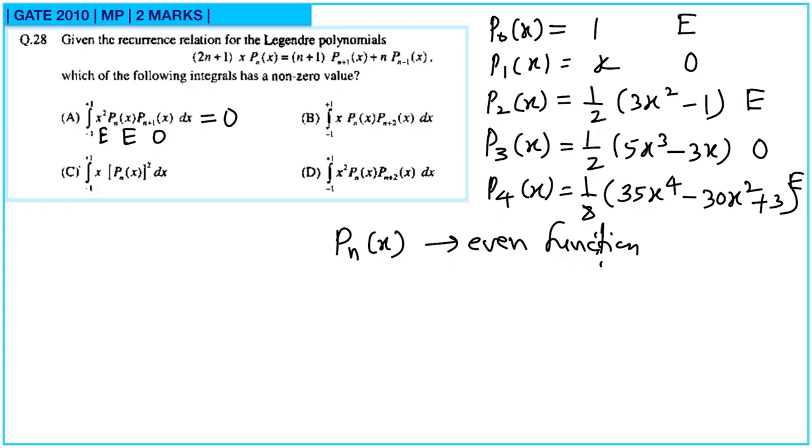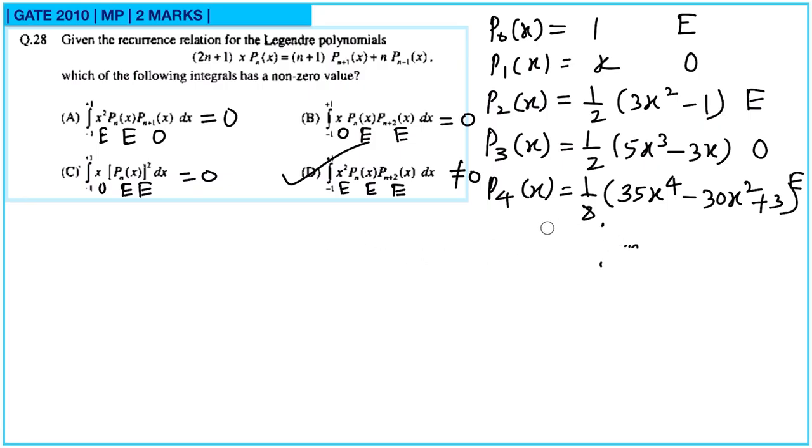For the second case, x is odd because power is 1. Pn of x is even and Pn plus 2 will be even. But since it is an odd function overall, it will be 0. Then x is odd, Pn of x is even, into even, so again it will be 0. Now x square is even, Pn of x is even and Pn plus 2 will also be even. So this will have a non-zero value. So option D is correct. So this way you can directly say that option D will be correct.